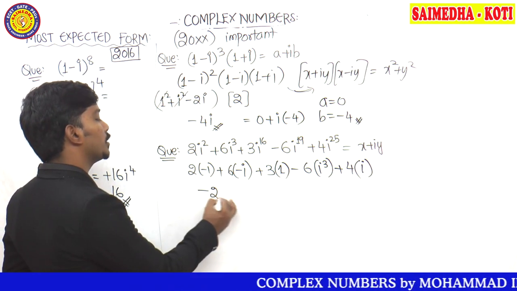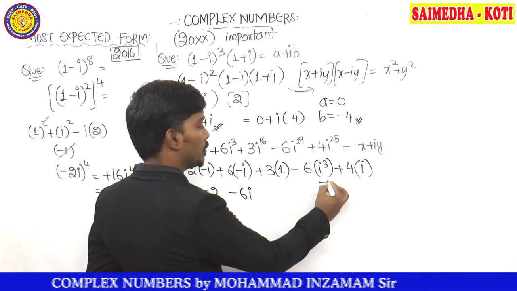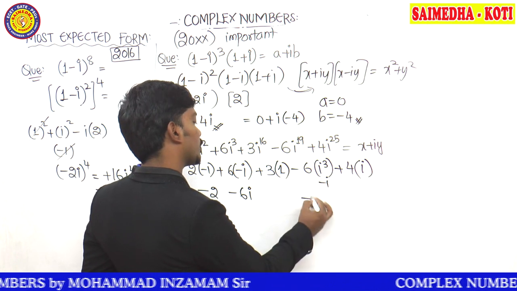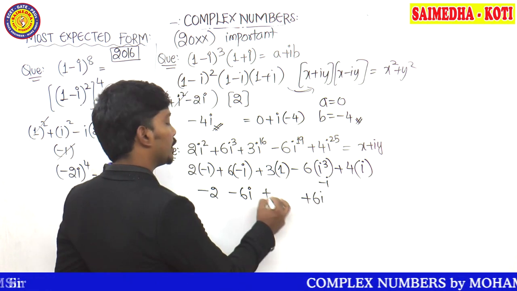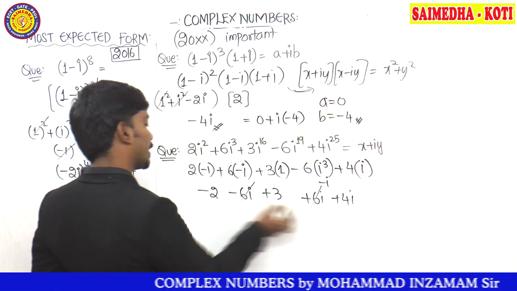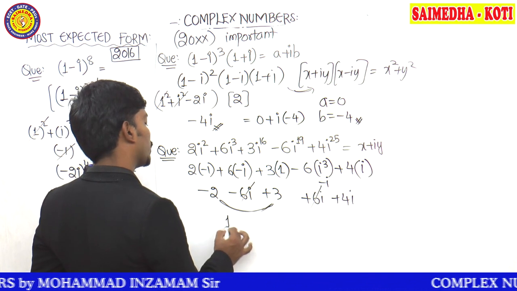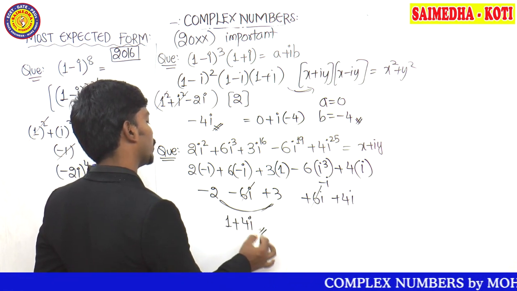2 ones are minus 2. It's going to become minus 6i. i cube is minus i. i cube is minus i. Minus into minus is plus, so it's going to become plus 6i here. 3 ones are 3. 4i is 4i. So plus 6i minus 6i gets canceled. 3 minus 2 equals 1. So 1 plus 4i is going to be your answer.